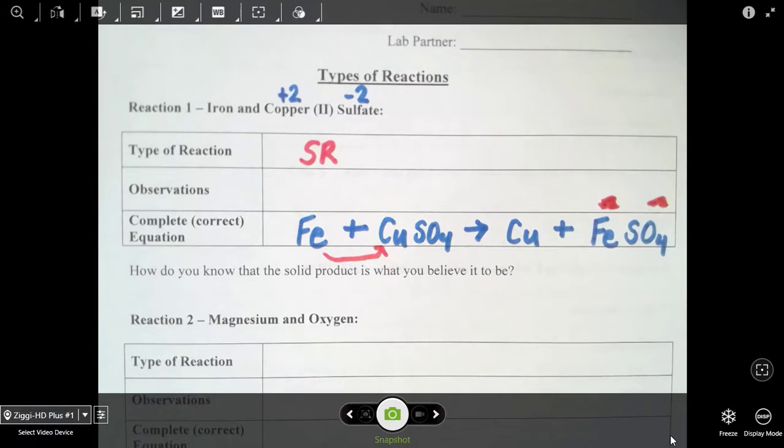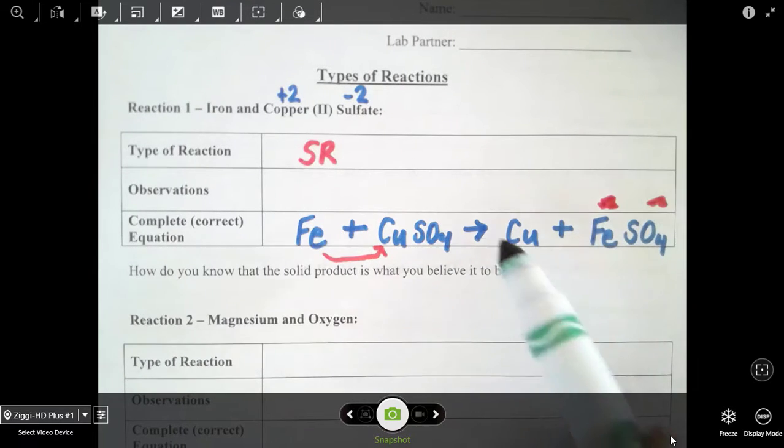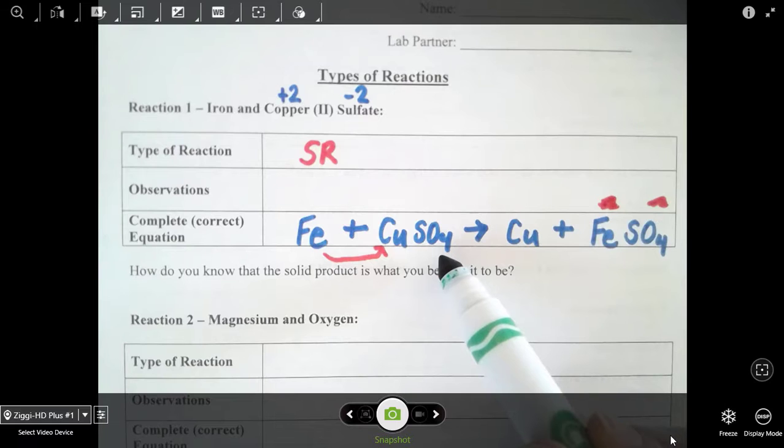Almost last. We need to balance this equation. So then you check. How many irons? 1. Coppers? 1. Now notice how your SO4 stayed together this time. So if you want to balance it together, you can. So how many SO4s? 1. And? 1. All right, this one's done. We don't even have to write any numbers down because they're all 1s.